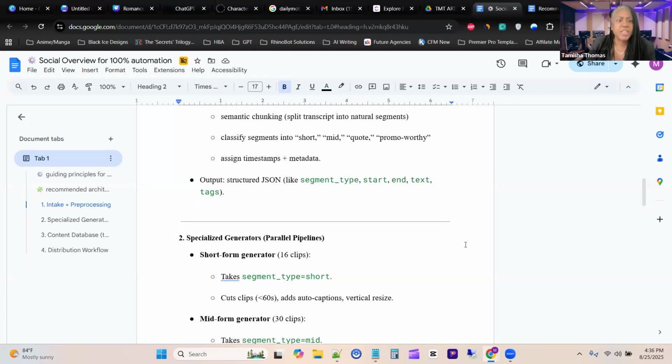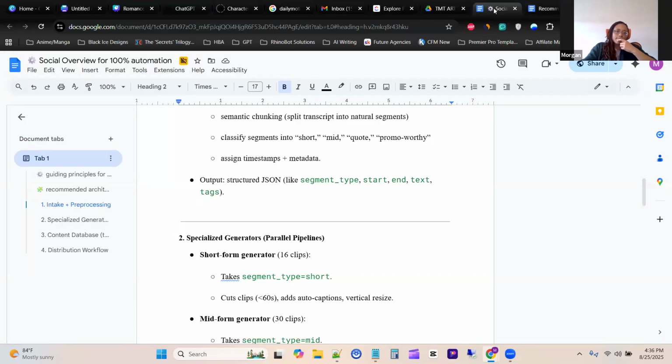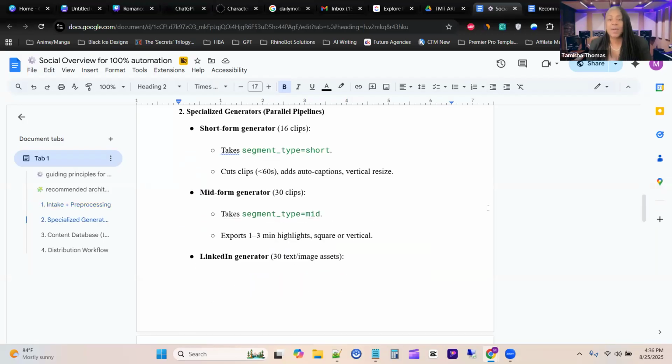Okay. And right now you have this in the Google Drive, the TNT artist folder. Yep, these are the two things. They're in the artist folder. I'll put them in there.